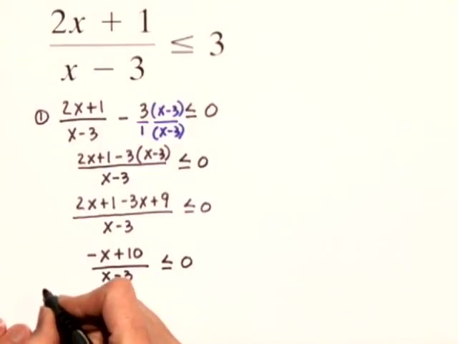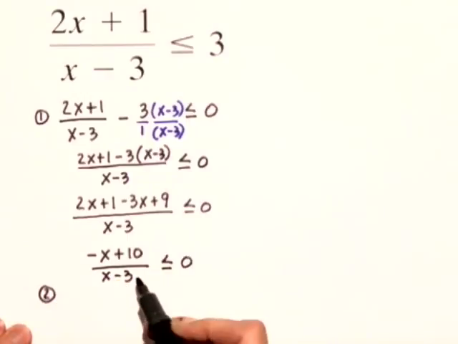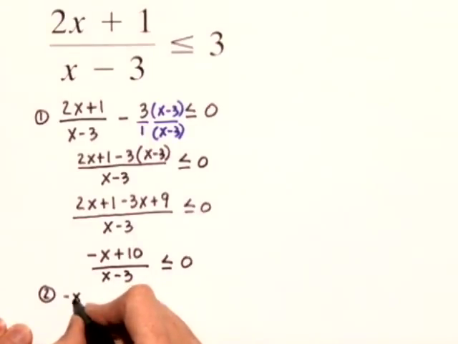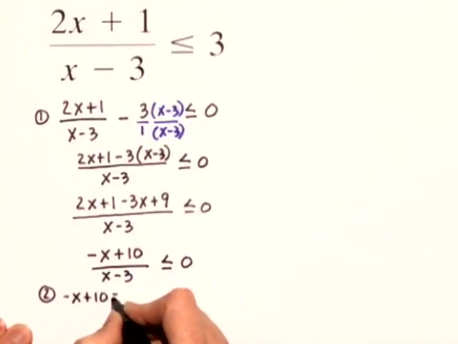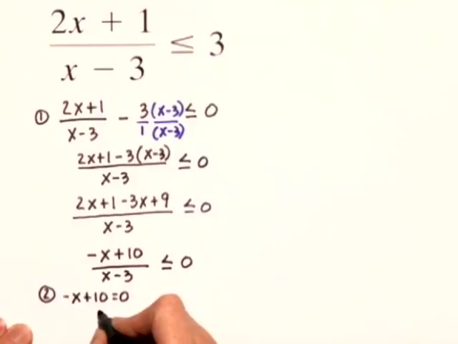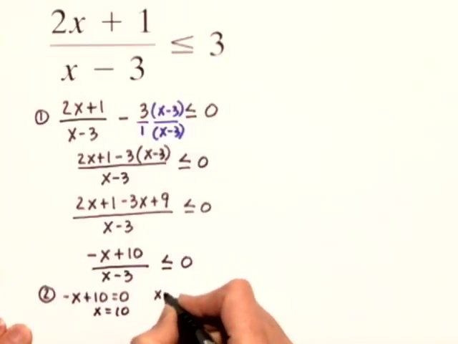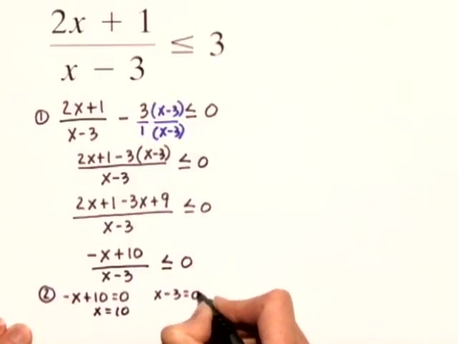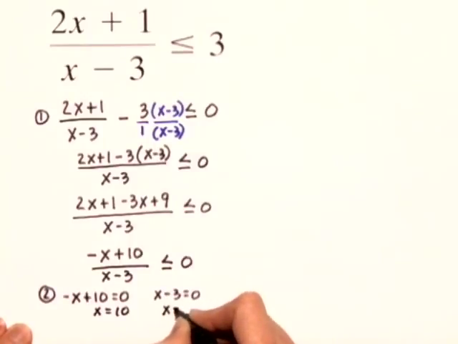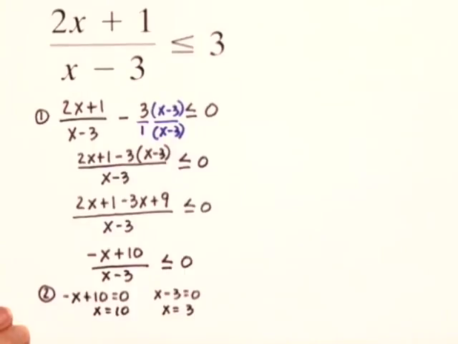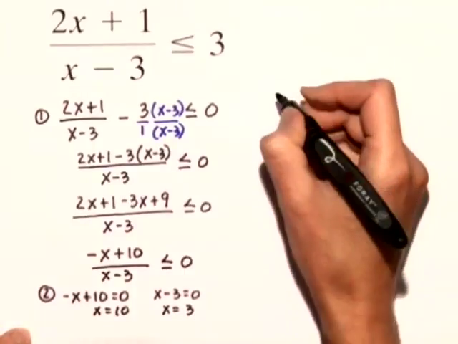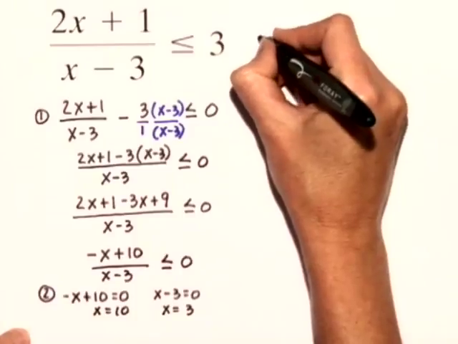In step 2, we set both the numerator and the denominator equal to 0 to get partition values. If we set -x + 10 equal to 0 and we solve this, we get a solution of x equals 10. If we set x - 3 equal to 0 and solve it, we get a solution of x equals 3. Let's move on now to step 3.